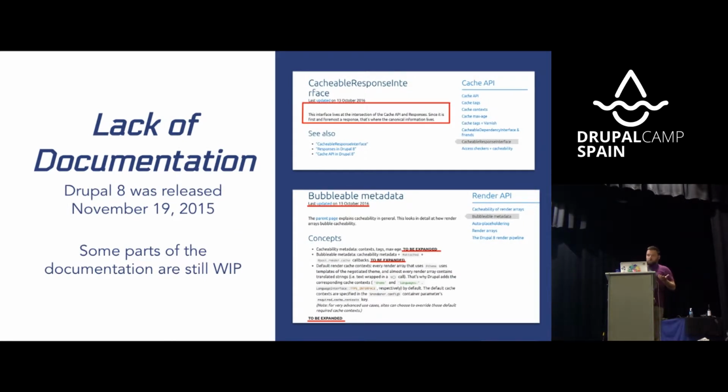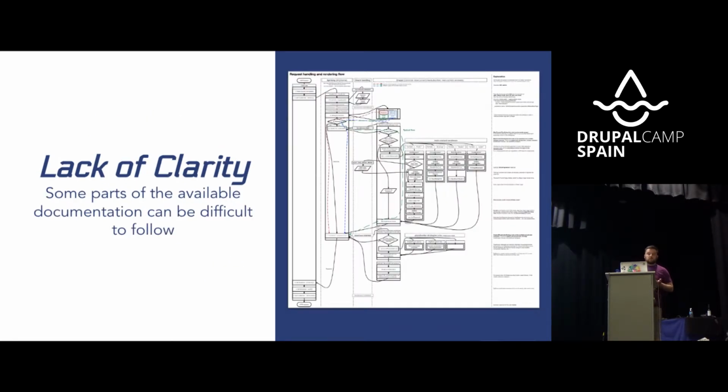The reason why I had problems with this is that even though Drupal 8 was released nearly 4 years ago now, there are still parts of documentation that officially just contain a couple of sentences, or even worse, are marked to be expanded and have not been edited for the past 3 years. And the parts of documentation that are available are not necessarily very helpful or easy to follow. For example, this is the request handling and rendering flow diagram, which might be helpful to some of us, but I really struggled with it.